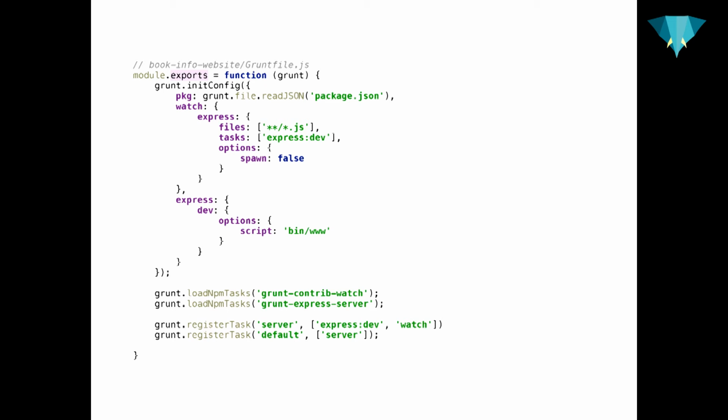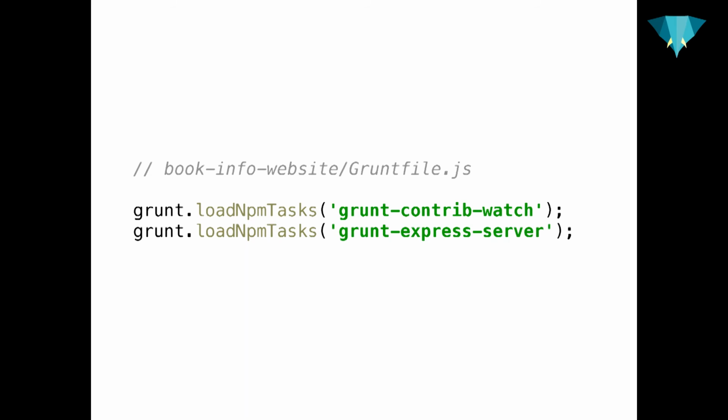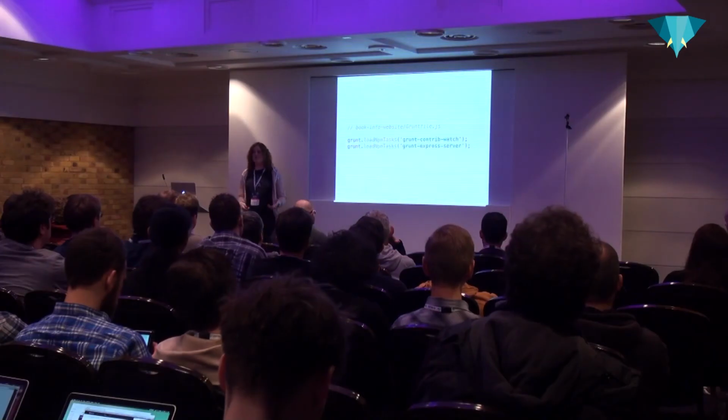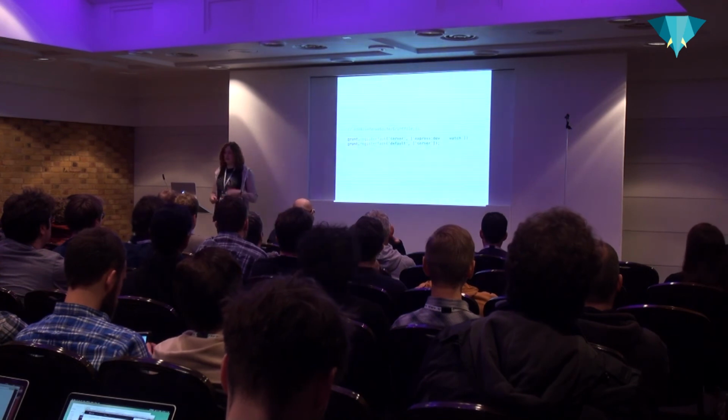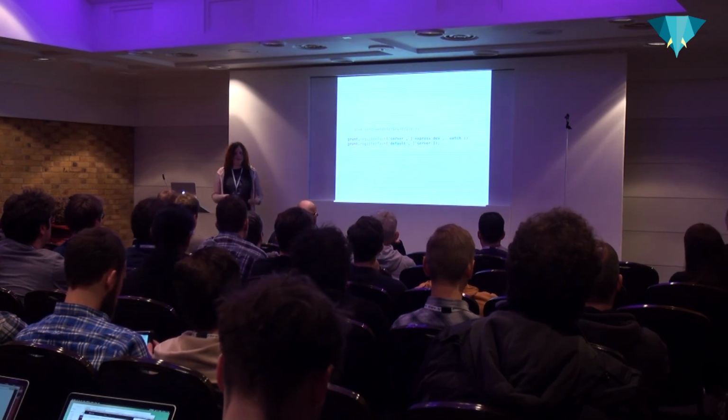Now, there's lots of text here, but don't worry about that, because the bits at the top are mostly just saying where the bin file for Express is. The two bits that tell Grunt we want to load a task are grunt.loadNpmTasks. This will load, in this case, contrib-watch, which watches for changes in the file system, and grunt-express-server, which will start and stop our Express server.